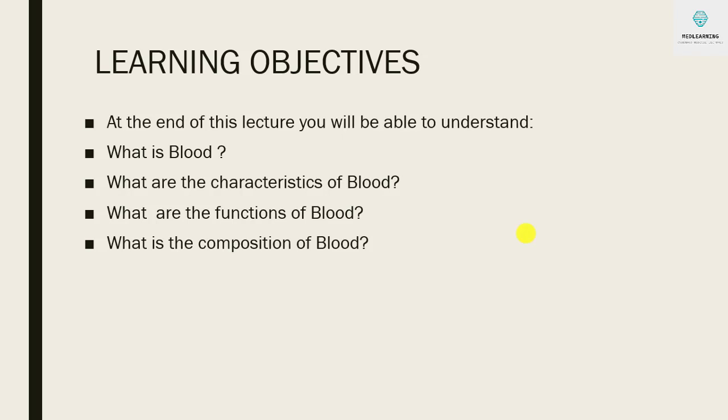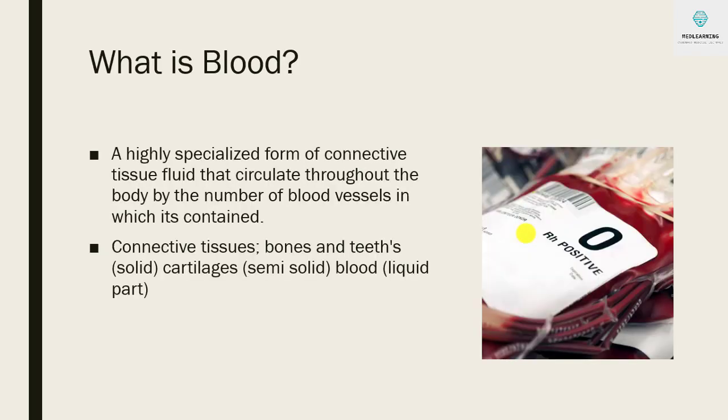So if I start my lecture, I want to talk about what is blood. Blood is basically a form of connective tissue, a connective tissue fluid that circulates throughout the body. In our previous lectures, we studied about the heart. The heart is the organ which pumps blood, and blood is the connective tissue which carries oxygen and various nutrients that are transported throughout the body.